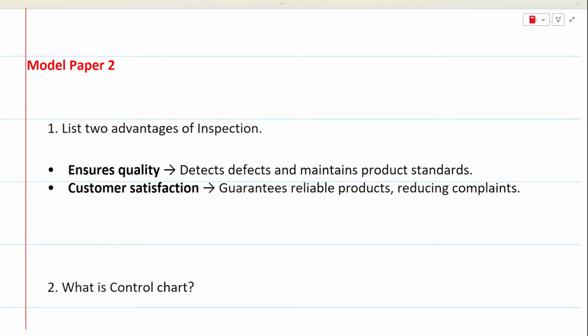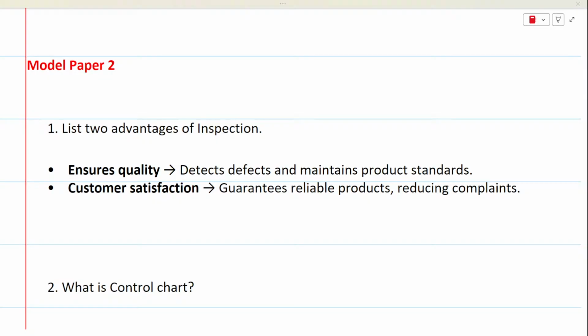Today's session is the extension of the other half of industrial engineering estimation and costing. So, the last three chapters we are going to add in the model paper 2, and along with that, we'll also be seeing the sample questions or expected questions out of those three chapters.